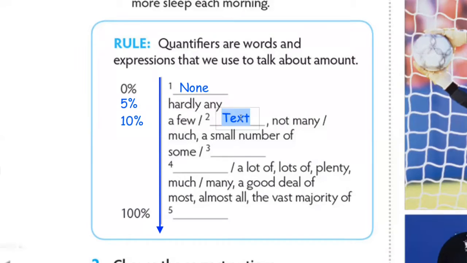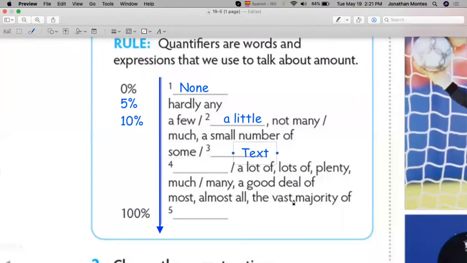But if I continue with that 10%, I can use not many or not much. What other quantifier word can I use for 10%? Little. Yes, good job. A little, because we can talk about a few and a little for quantities that are small. Okay, and then if we add more percentages, let's see here.